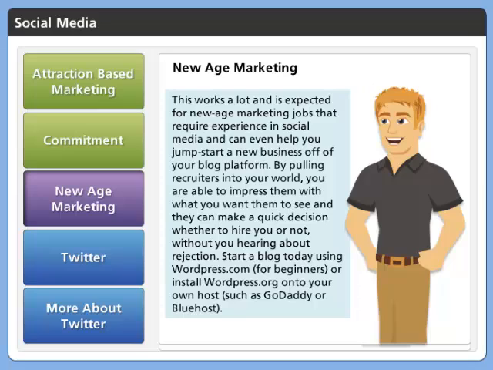New age marketing. This works a lot and is expected for new age marketing jobs that require experience in social media, and can even help you jumpstart a new business off your blog platform. By pulling recruiters into your world, you are able to impress them with what you want them to see, and they can make a quick decision whether to hire you or not without you hearing about rejection. Start a blog today using WordPress.com for beginners, or install WordPress.org onto your own host, such as GoDaddy or Bluehost.